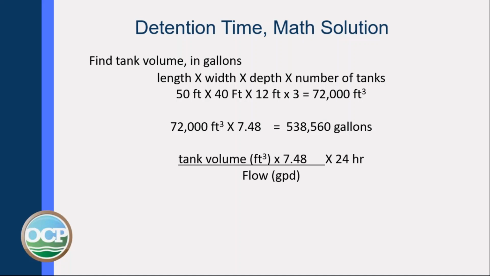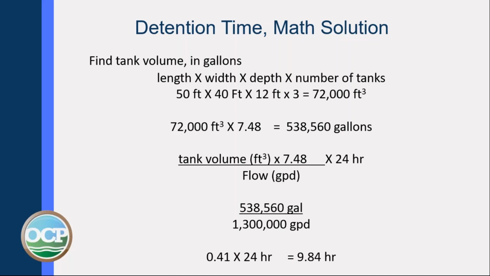Your flow, we want to divide that by the flow in gallons per day, 1.3 million. Take 1.3 times a million, it gives you 1,300,000 gallons. So it's 538,560 gallons divided by 1,300,000 gallons, which gives you 0.41 days times 24 hours in a day, gives you 9.84 hours.